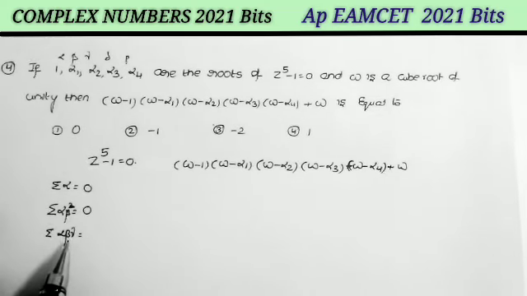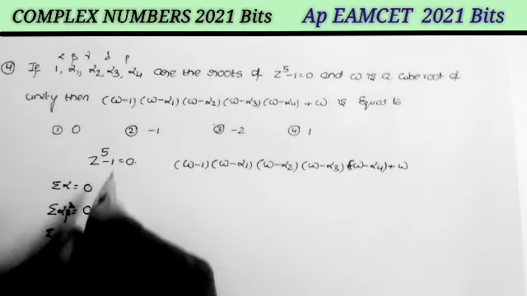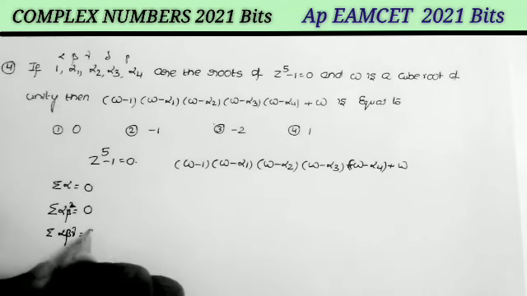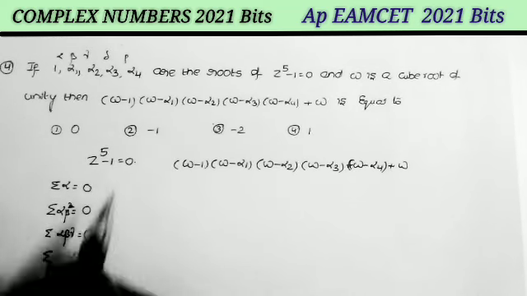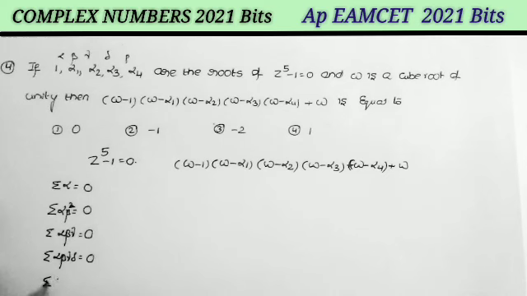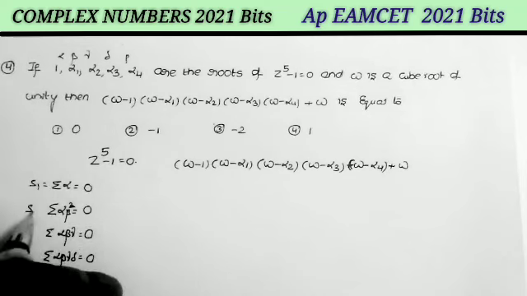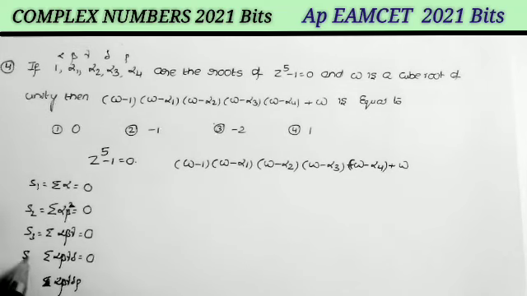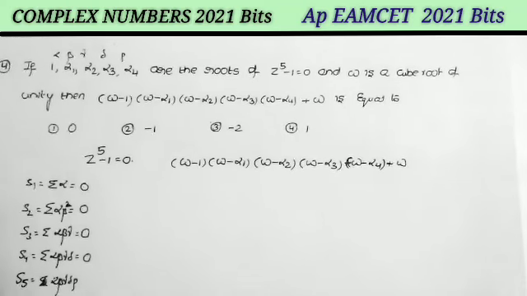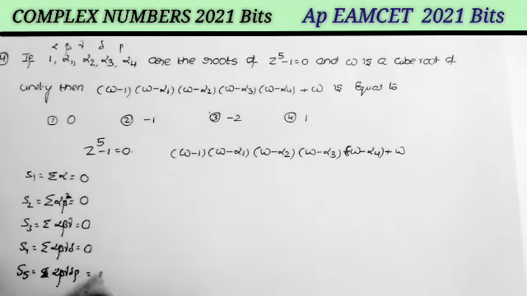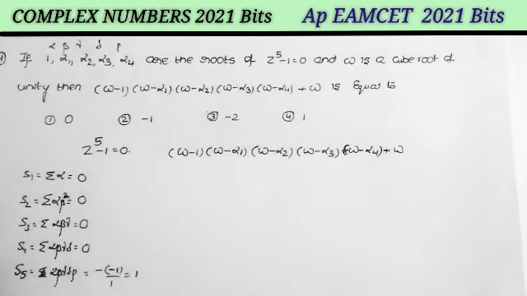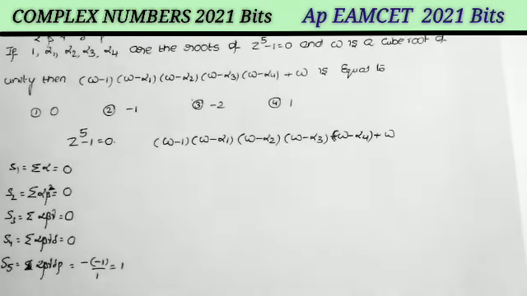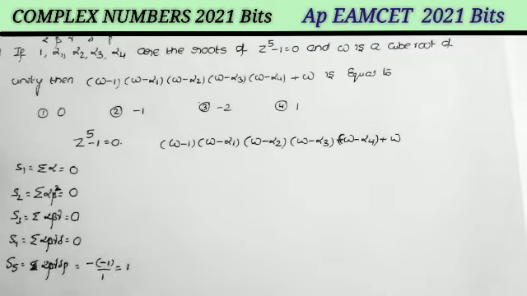Theory of equations concept. There is no z^3, there is no z^2, so this is 0. What is sigma alpha beta gamma delta? This is equal to 0. There is no z term also here. What is the value of alpha beta gamma delta p? Call these S1, S2, S3, S4, and the last value S5 is equal to, by the formula, minus of minus constant by the z^5 coefficient, that is equal to 1. This is the value of S5, which is equal to 1 here. So these are the values.